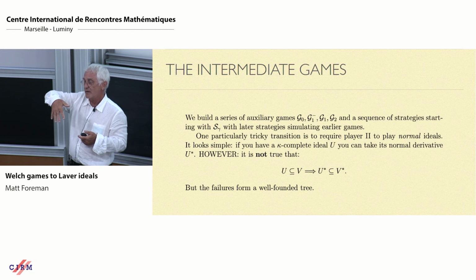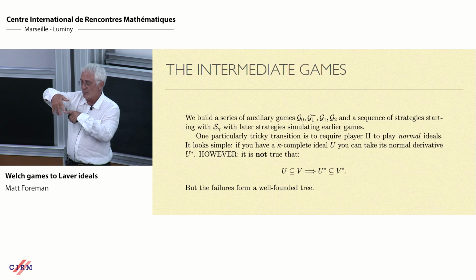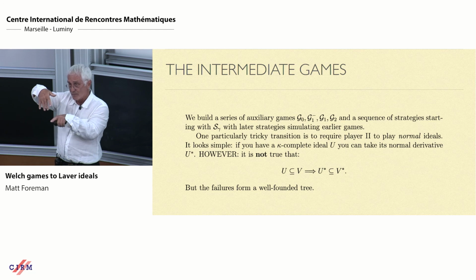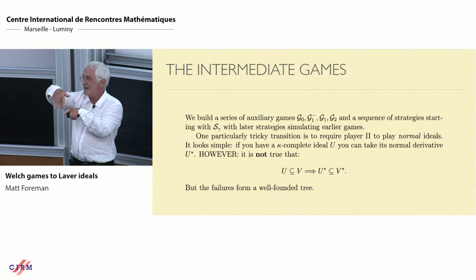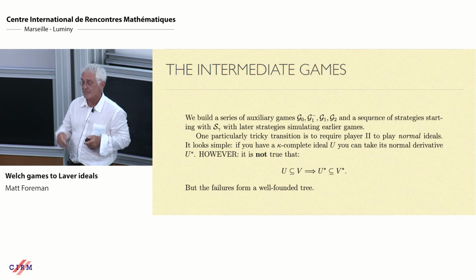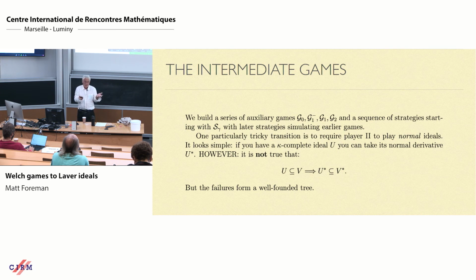But the trick is that the cases where you don't have this subset form an ill-founded tree. And so again, you simulate, you have to build a new strategy, but you start by saying, okay, let's go beyond this ill-founded tree. And we start by playing ultrafilters that are beyond one of the roots of this ill-founded tree. So that's how you get around that problem. But let's go back to this. We need this technology to take an ultrafilter on kappa and transform it to a normal ultrafilter on kappa.